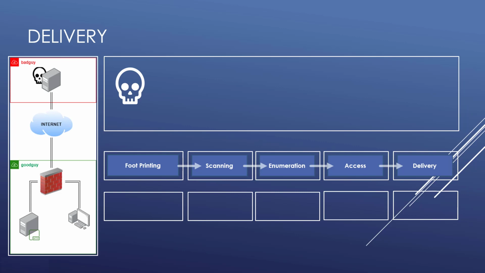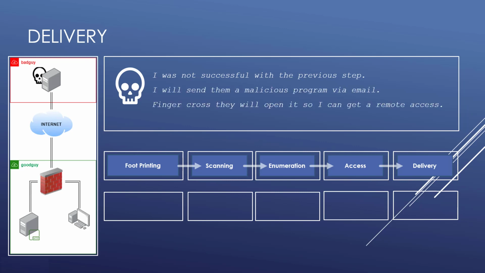This can happen for a couple of reasons. Maybe the attacker was not successful with the previous step, and he started to think, hey, you know what? Let's send a malicious program directly to those guys via email. It's going to be much quicker and much easier for me to get access.